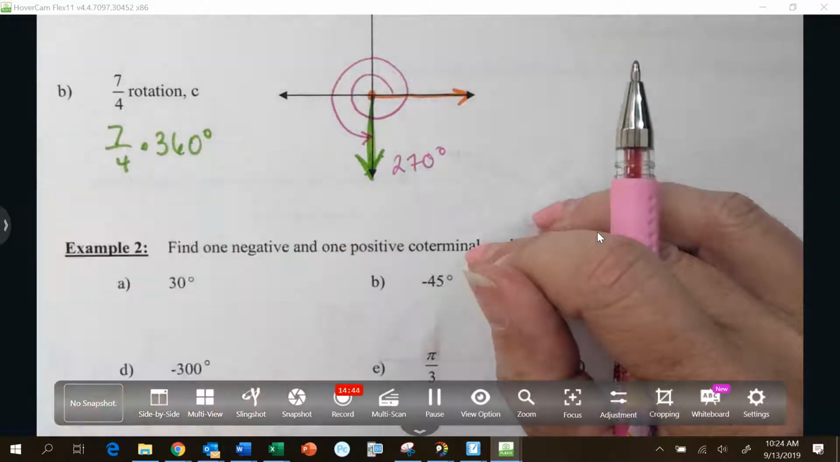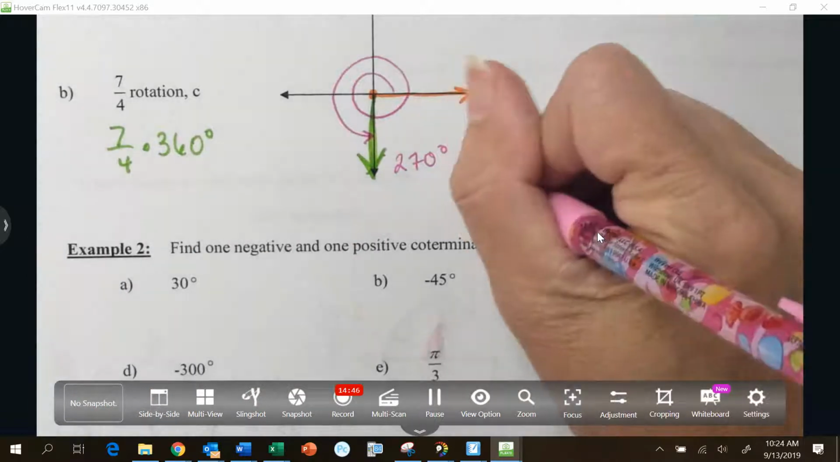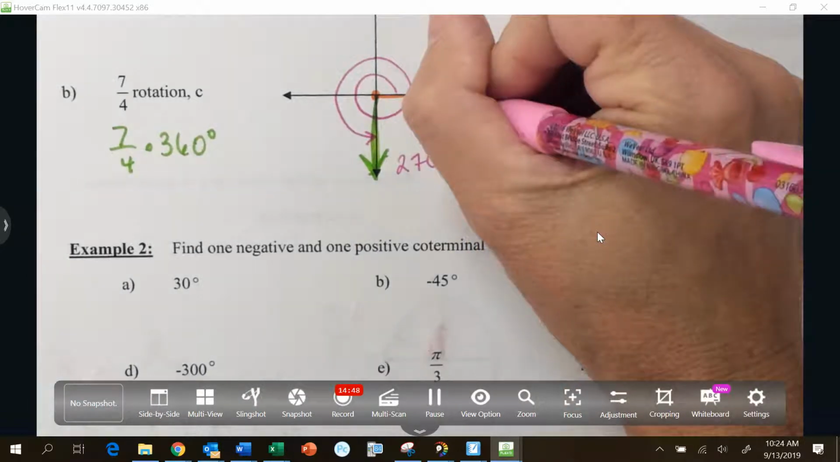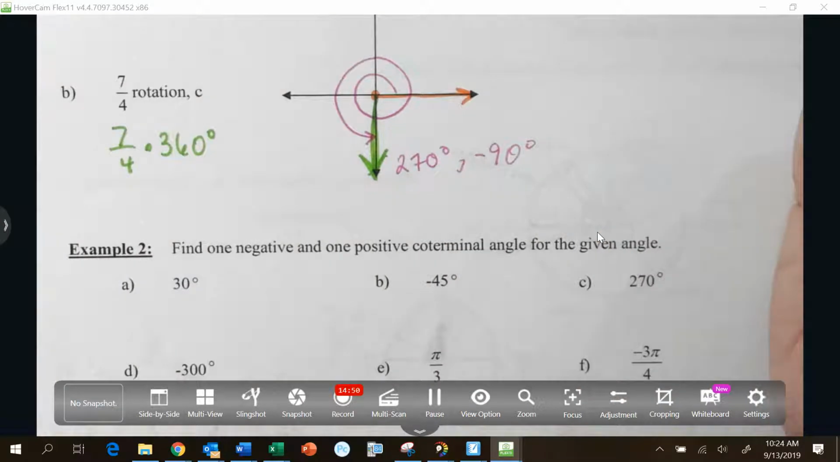Oh, I heard it over here. Who said negative 90? Because remember, 90 going down is going to give us negative 90. So negative 90. Now, I heard other answers, but I wasn't listening. What else were you saying?